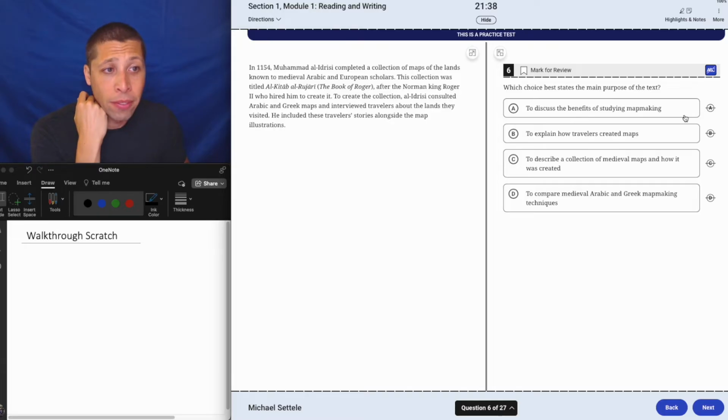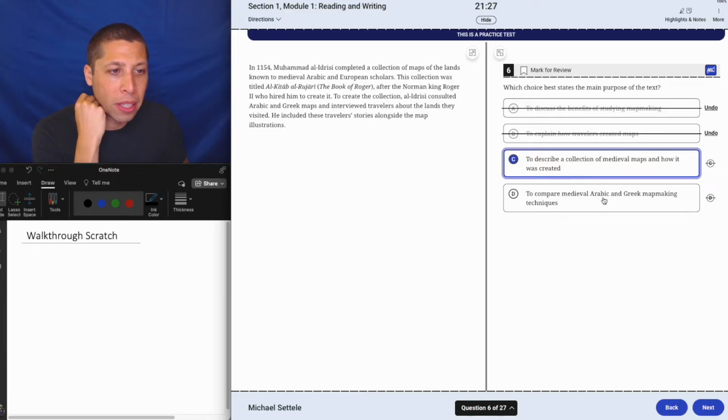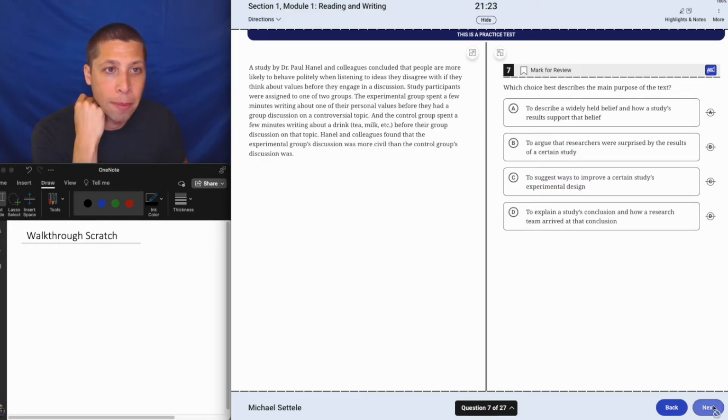To discuss the benefits of studying map making? No, it's not about map making. It's about this guy's map. To explain how travelers created maps? Nope, not about travelers, about this guy. To describe a collection of medieval maps and how it was created? That seems right. To compare medieval Arabic and Greek mapping techniques? Nope, not about that. So pretty obviously C.